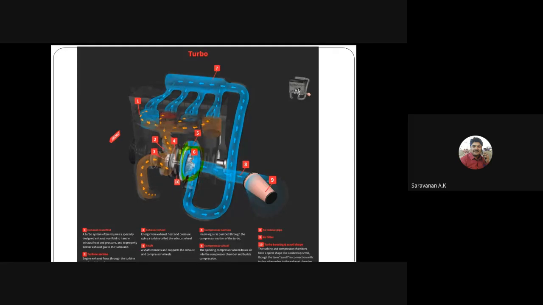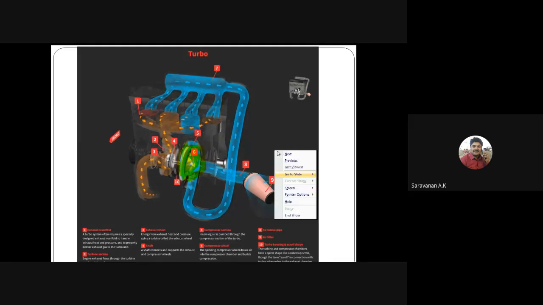Here you can see this part is the supercharger, and here is the turbine. So the turbine runs. This type of engine is called a turbo supercharged engine. Now you know the difference between supercharging and turbocharging.